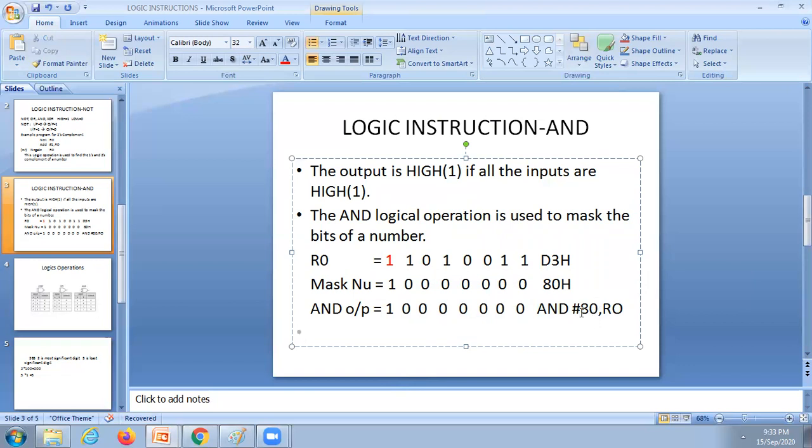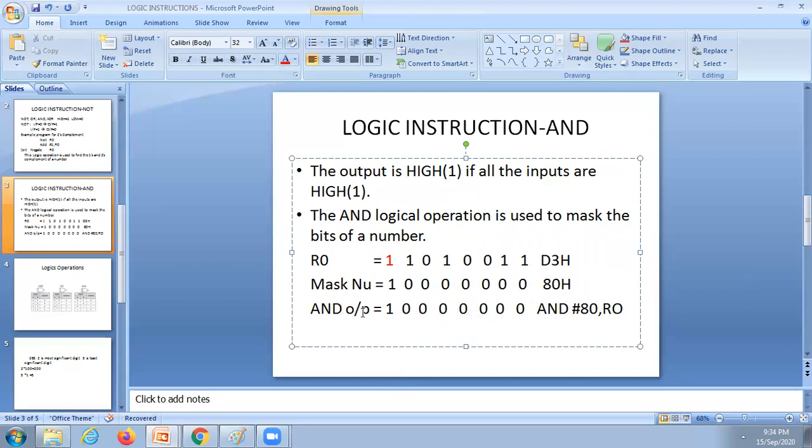You apply 80, the AND operation with this, and the result will be stored in R0. Here, what is the source? 80 is the source, and this is the operand. Apply this operand and the result is stored in R0.